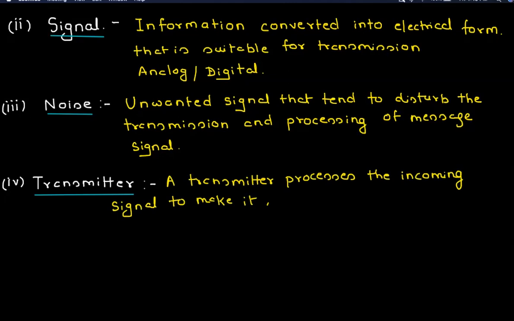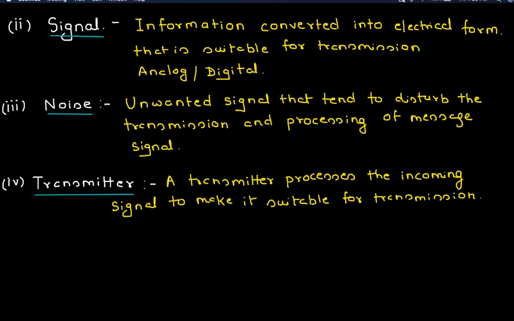To make it suitable for transmission. Suppose you want to... there is a difference between a transmitter and a loudspeaker. A big difference. A loudspeaker will convert your sound into an electrical signal, amplify it, and then again convert it into sound. So that is the loudspeaker. It doesn't process your signal because it doesn't have to transmit it to a longer distance. Fine. That is a loudspeaker.